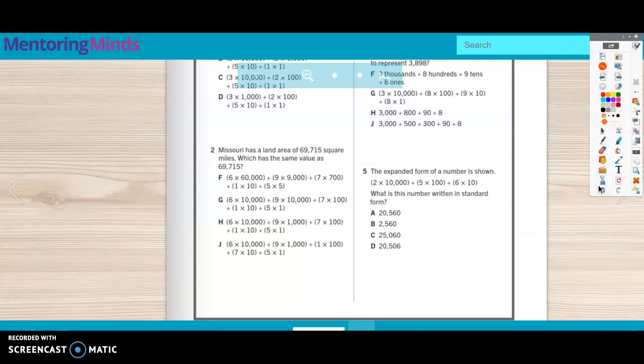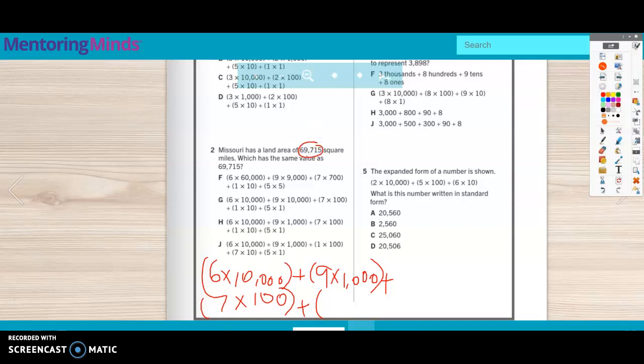So if I make my own answer first, it will look like this. 6 groups of 10,000 plus 9 groups of 1,000 plus 7 groups of 100. I'm not looking at my answer choices. I'm just working out my numbers right here. I already did 7. 1 group of 10 and 5 groups of 1. So after I write it, then I compare my answer to the answer choices.